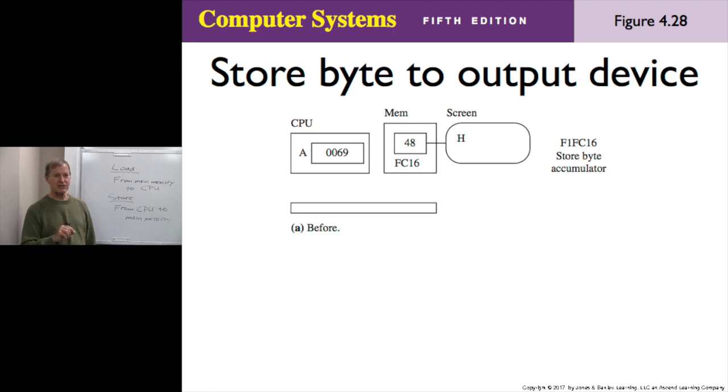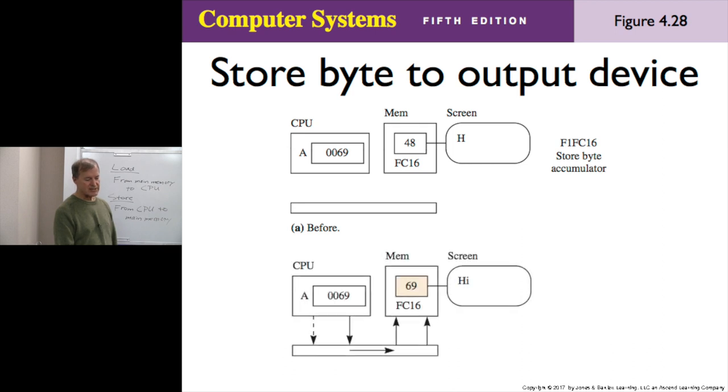Now, do you have the ASCII chart? By the way, the ASCII chart is in the inside back cover of the book. So what is the hex 69? What character is that? I. So that's lowercase I. So if we store byte accumulator into memory location FC16, that will cause the 69 to go to the memory location FC16, but because that's wired into the screen, that goes into the output stream. So now that's the letter I. Is everybody good on how that works?